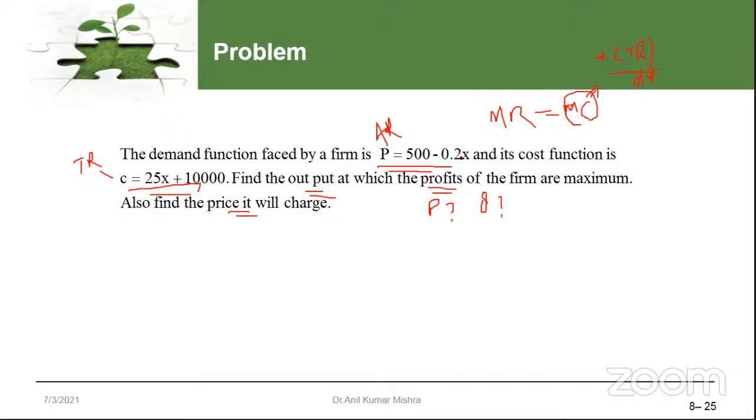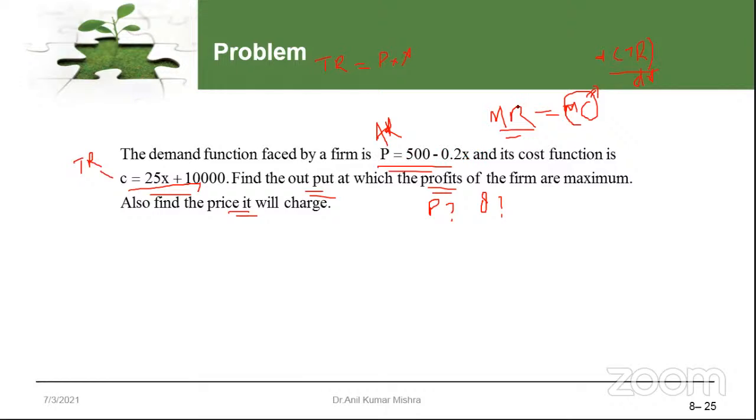Okay. What about the marginal revenue? Here the total revenue is not given, but we know total revenue is nothing but price into quantity. Quantity is x here, right? So price into quantity, just multiplying both sides by x. While you multiply both sides of this particular equation by x, it becomes total revenue. P into x is called the total revenue, and this becomes 500x minus 0.2x square.